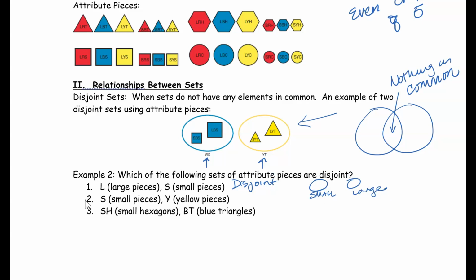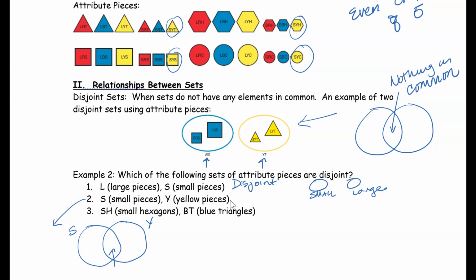Okay, next, number 2, small pieces and yellow pieces. Are there any pieces that are both small and yellow at the same time? There are. We've got small yellow triangle, small yellow square, small yellow hexagon, and small yellow circle. So if we were to draw a diagram for that, small and yellow, you would put all 4 of those items in the middle. So this is not disjoint because they have an attribute in common.